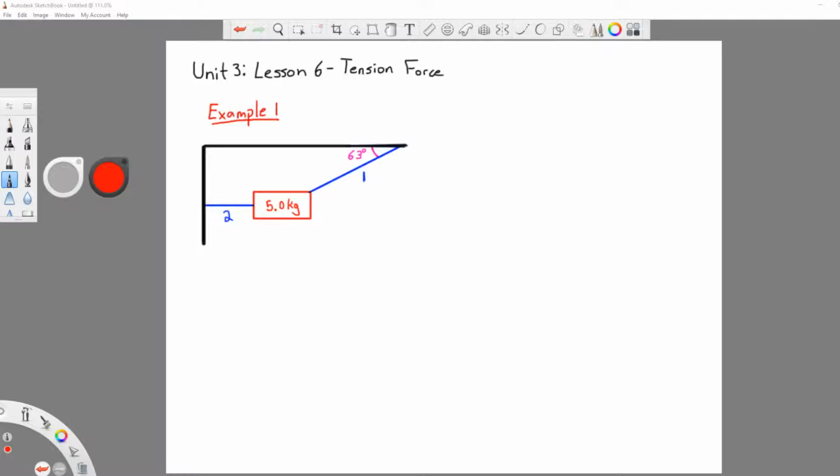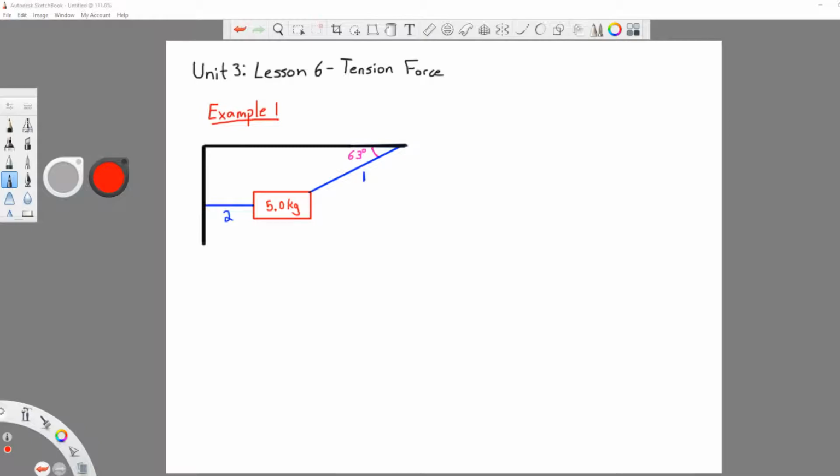In these tension force scenarios, generally there's going to be some sort of rope or cable, and we're going to say that the tension, or the force, throughout these cables is going to be uniform. Even if they bend over some sort of pulley, we're going to ignore any friction in those pulleys, and we're going to say that they're ideal systems.